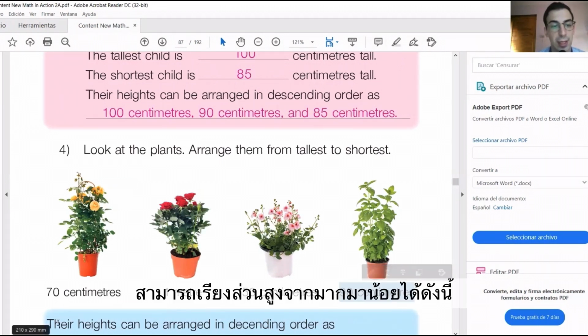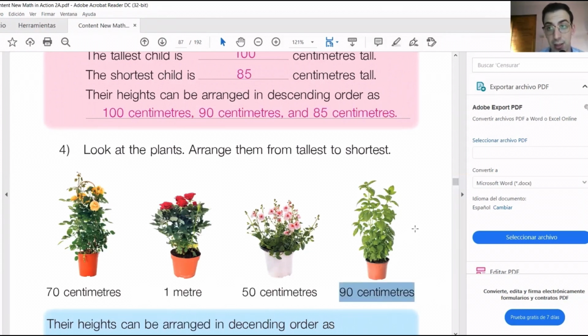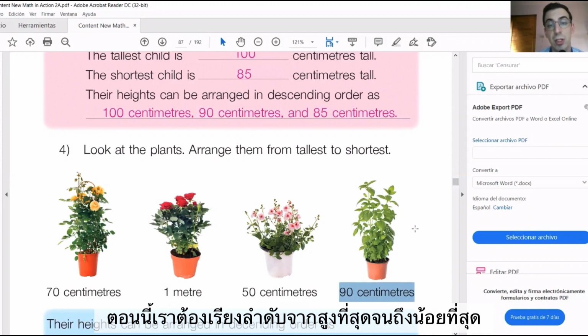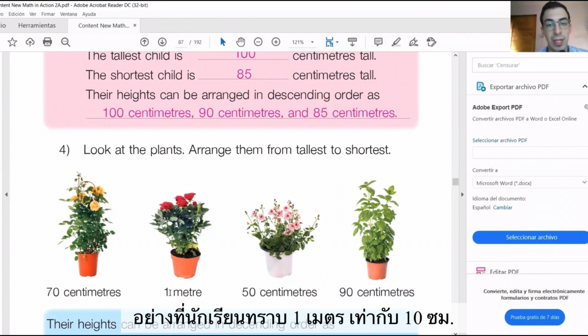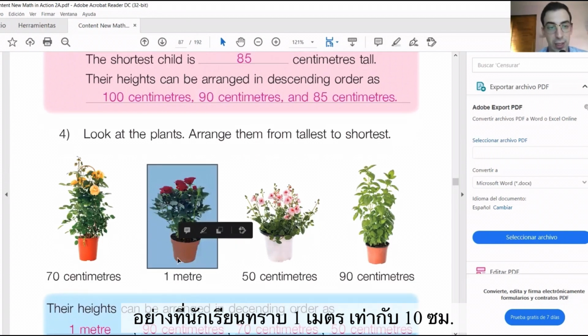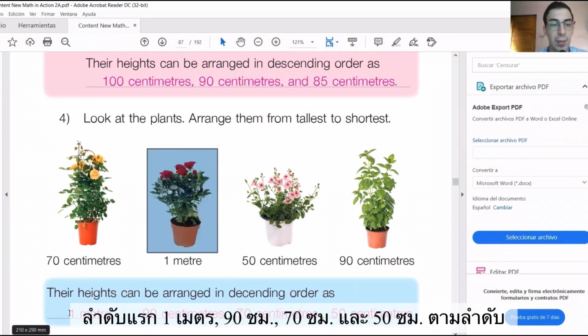The first question says, their heights can be arranged in descending order as. So now we need to arrange these heights in descending order from the highest to the shortest. Which one is the highest? As you know, 1 meter is 100 centimeters. So this is the first one, okay? Here you have 1 meter as the first one.